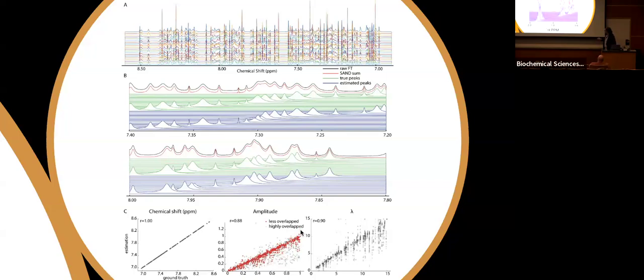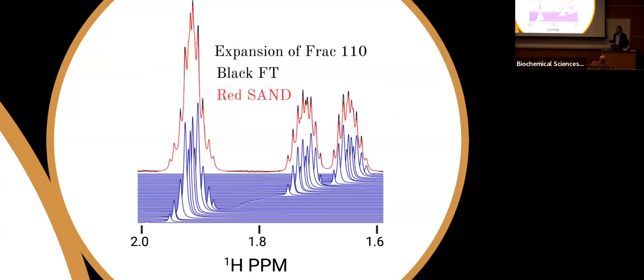So we love SAND. And then this is now a region of one of the fractions, fraction 110 from Chris's fraction library that I just showed you. The black spectrum on the back is the experimental Fourier transform. The red is the SAND fit to that Fourier transform. And then shown here are the individual Lorentzian peaks that contribute to that fit. So the key point here is that every one of the spectra in the fraction library is deconvoluted in advance with SAND. So everything is an individual Lorentzian. Okay. So what do we do with it?